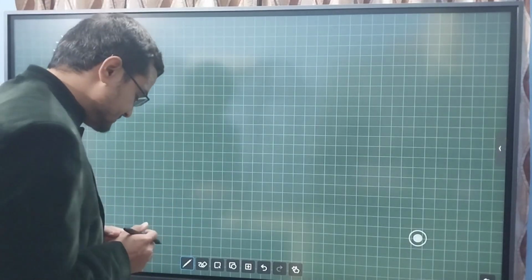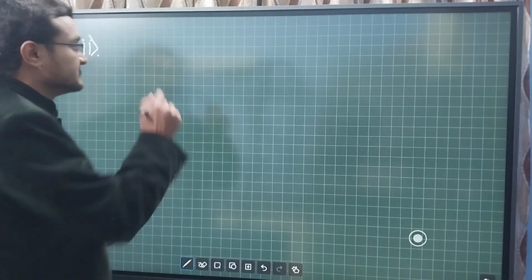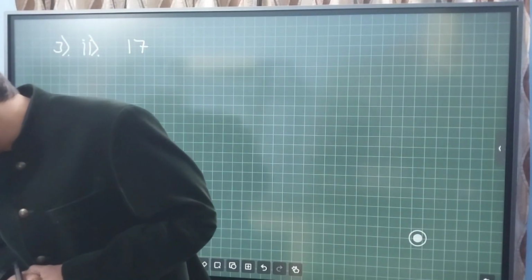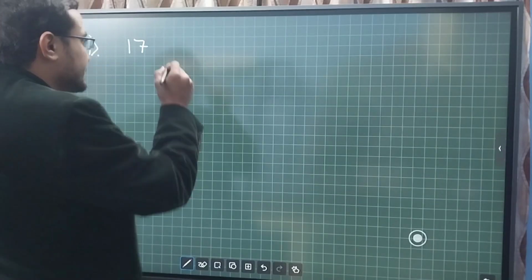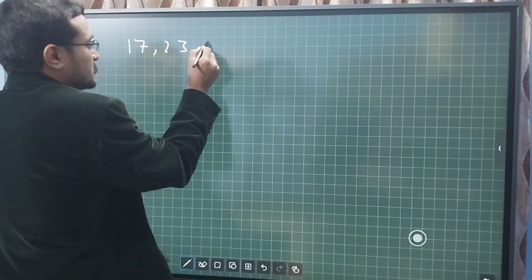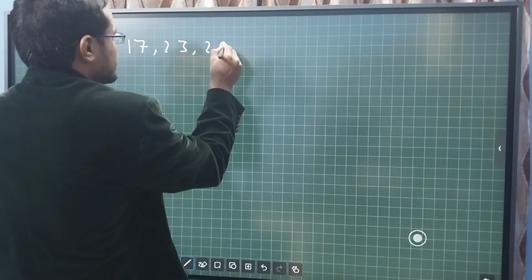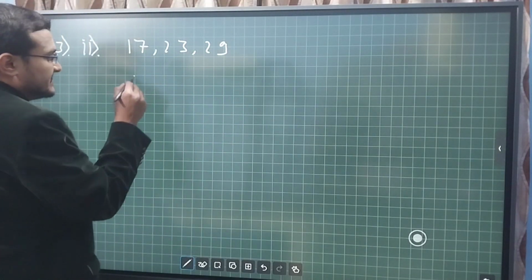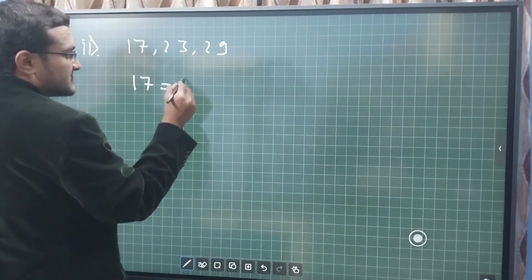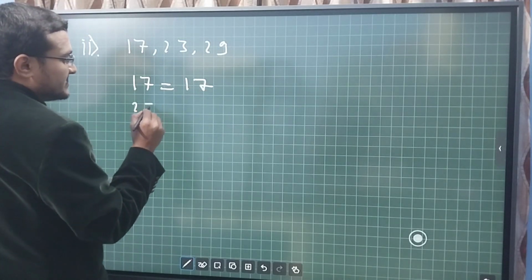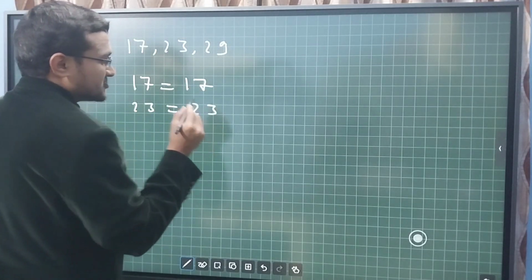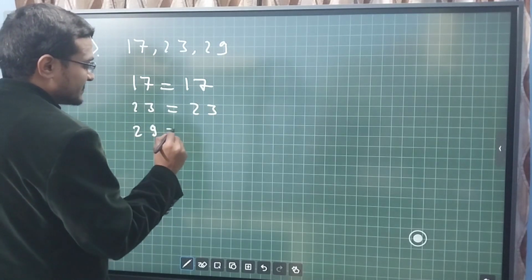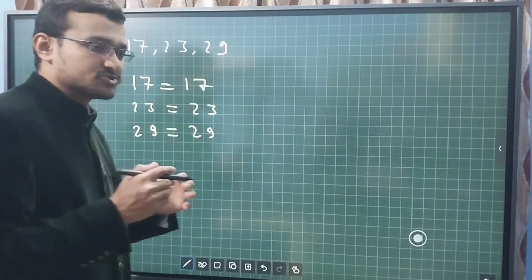So now I will be solving the second question and third question. So in the second question, you have three numbers. The first one is 17, the second one is 23 and the third one is 29. So that means here you have 17, 23 and 29. Now you can write this 17 as 17 only, and 23 you have to write as 23 only, because 17 is a prime number, 23 is also a prime number, and 29. So here 29 is also a prime number.